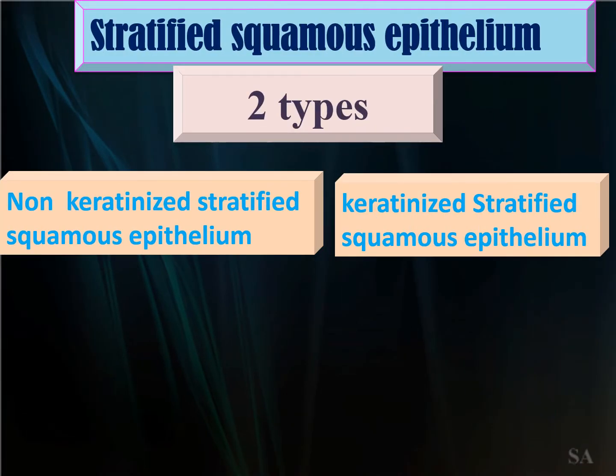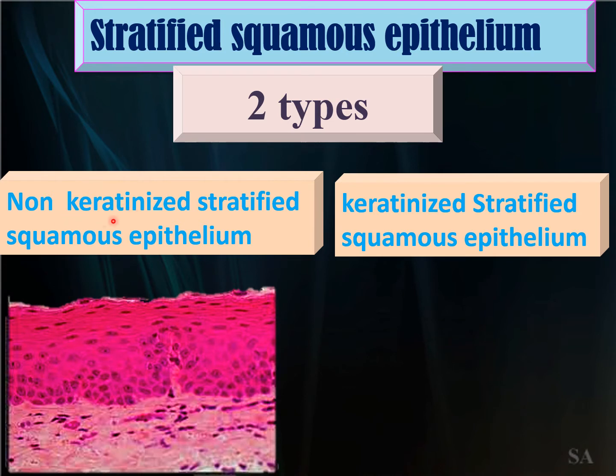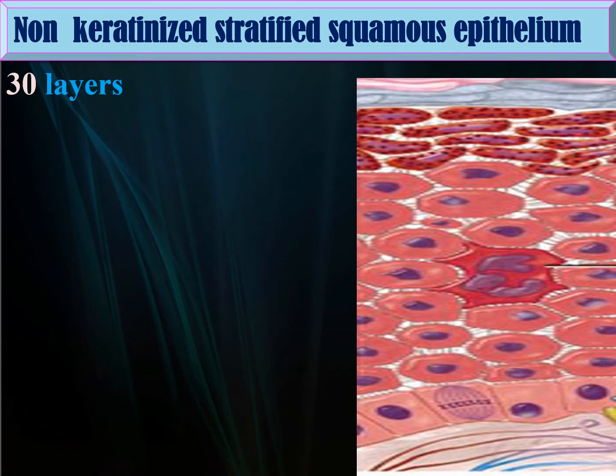Now we will begin with the stratified squamous epithelium. We have two types. We have non-keratinized stratified squamous epithelium, which is not provided with keratin, and keratinized stratified squamous epithelium, which has keratin upon its layers. We will begin with the non-keratinized stratified squamous epithelium. It has many layers, which may reach about 30 layers.